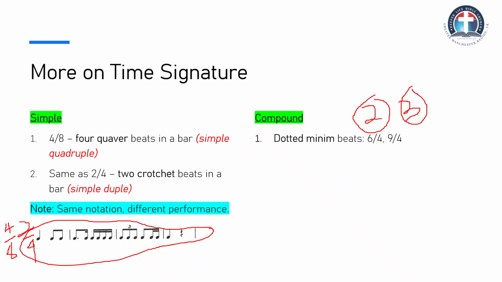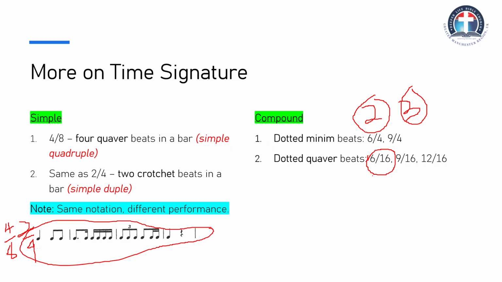It's the same interpretation, it's just that we're now introducing dotted minim beats. In grade 3 we introduced dotted crochet beats, and now we're also introducing dotted quaver beats. Where you have 16 as the bottom number, the denominator, that is dotted quaver. In this case you have two dotted quaver beats, because you have six semiquavers, since 16 means semiquavers.